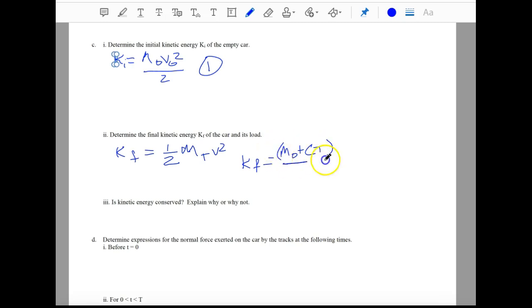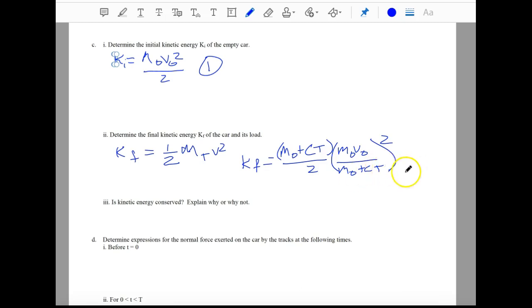We're going to divide that by 2. So this is the total mass divided by 2. And then we've got to put in M0V0 over M0 plus CT. And remember that is our velocity, and so that's squared. And now you are done.